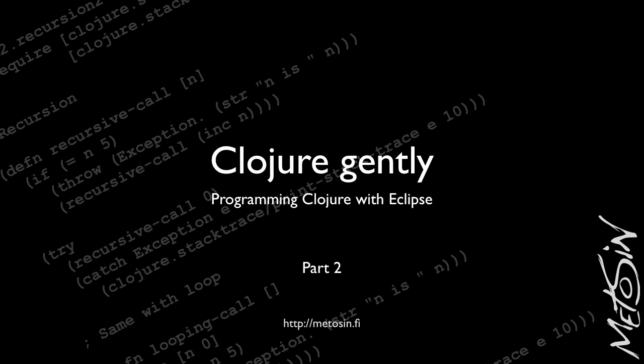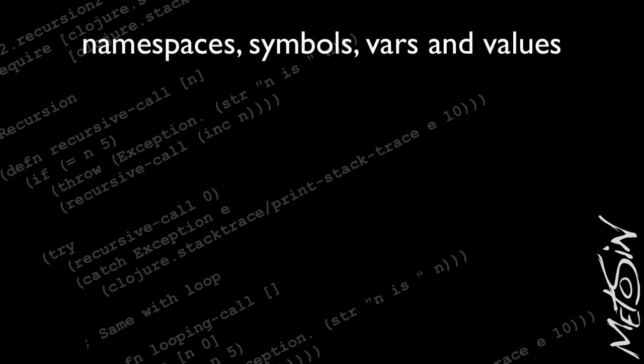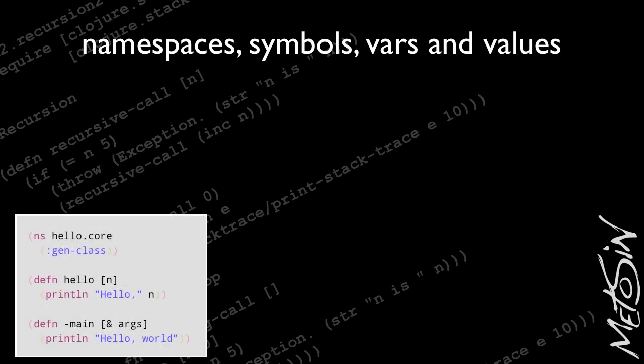Now, in the first part, we created a Hello World project using Eclipse and the excellent counterclockwise plugin. While we did that, we saw some terminology like namespace and symbol, and we really didn't get into detail what those meant, so I thought that this video would be a good time to do so. The namespaces, symbols, vars and values, these are really the key concepts of Clojure, so understanding them is, in my opinion, fundamental. Here's a reminder of the code that we started with.